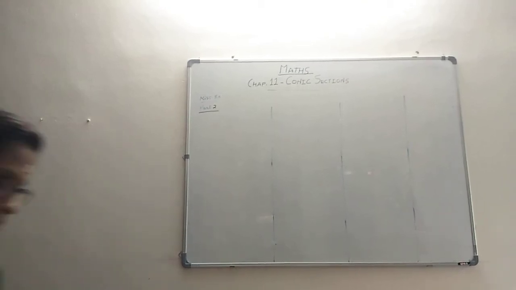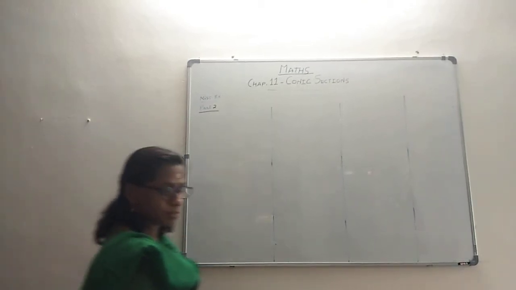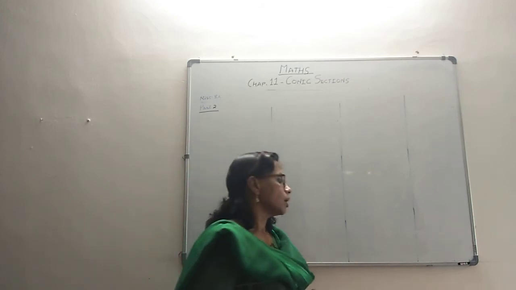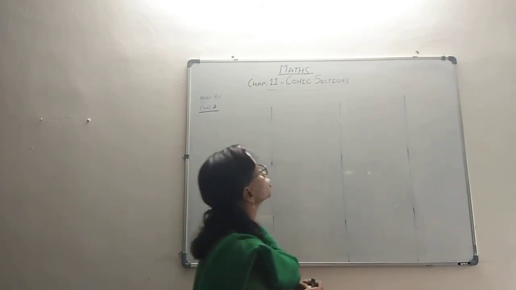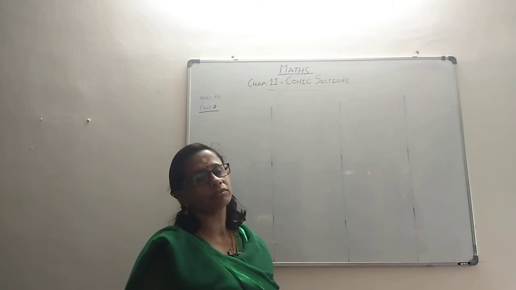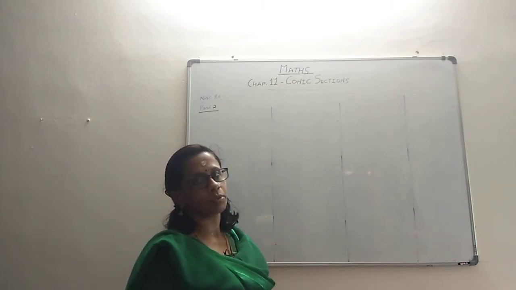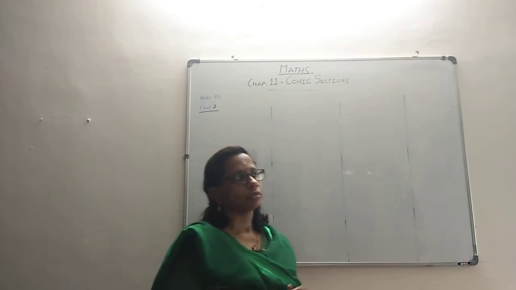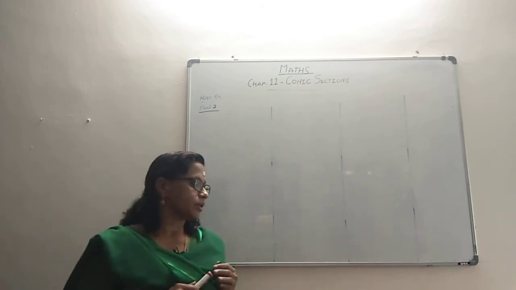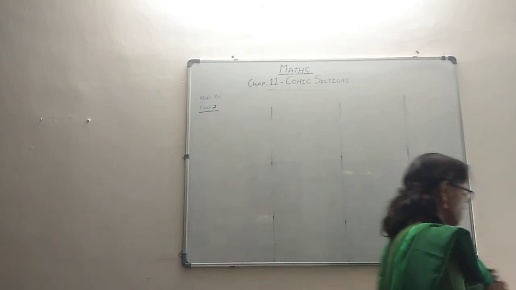Hello folks, we come to the part 2 video of this exercise, miscellaneous exercise of this chapter. Chapter how much? Chapter 11, conic sections. Now this part is going to be a little crucial because we have got a couple of problems which require lots of understanding. Okay, so let's have this problem.